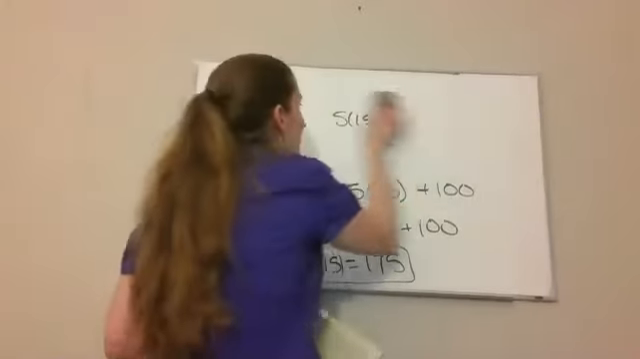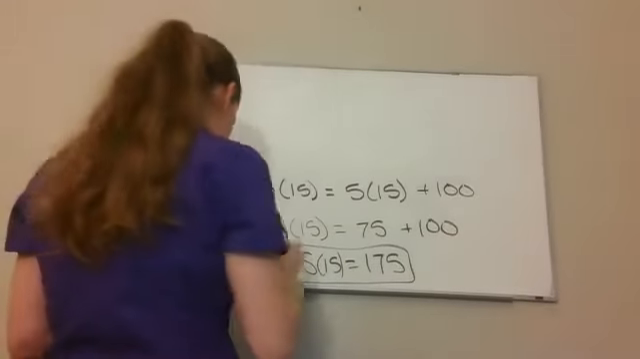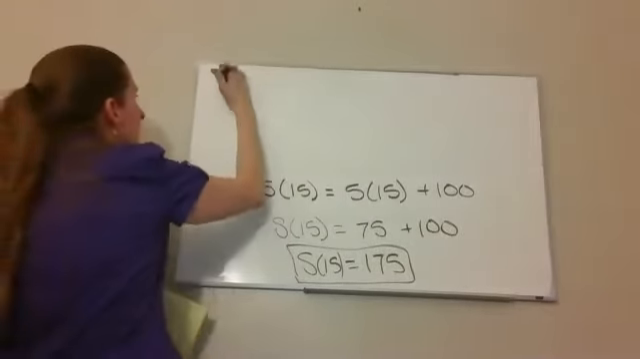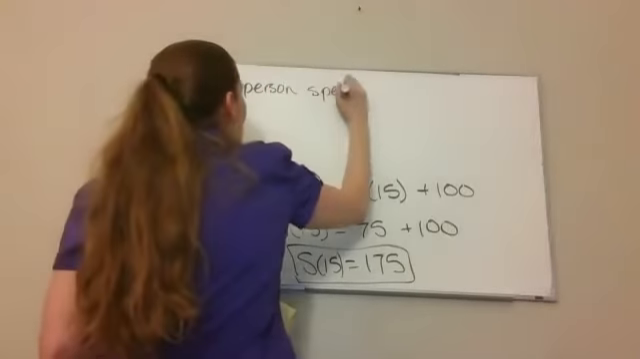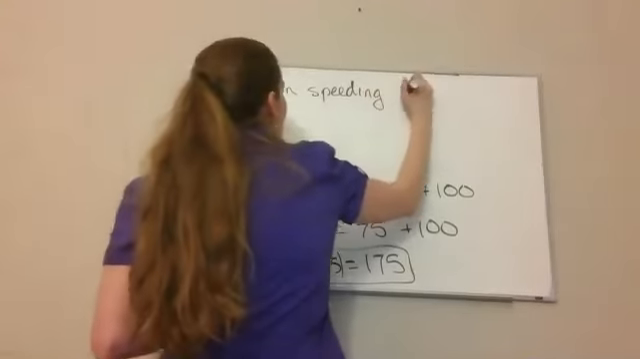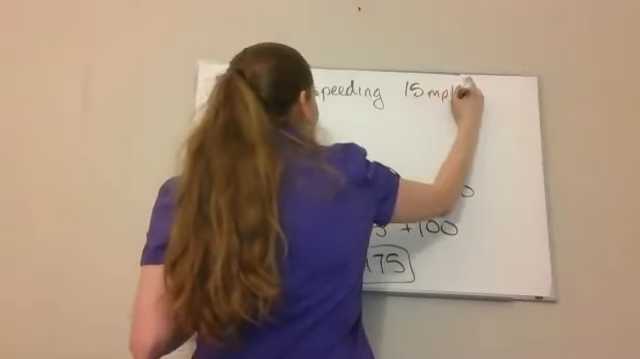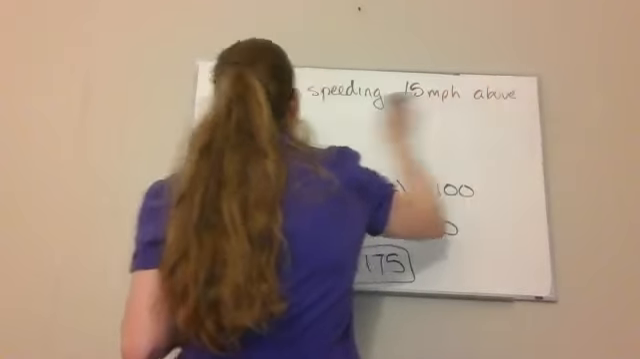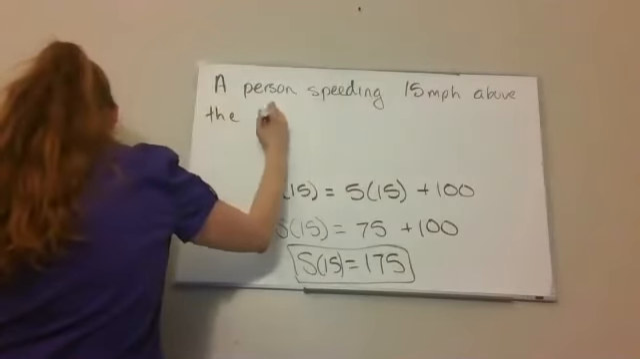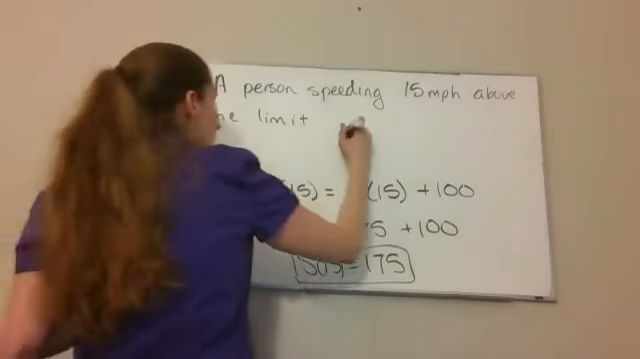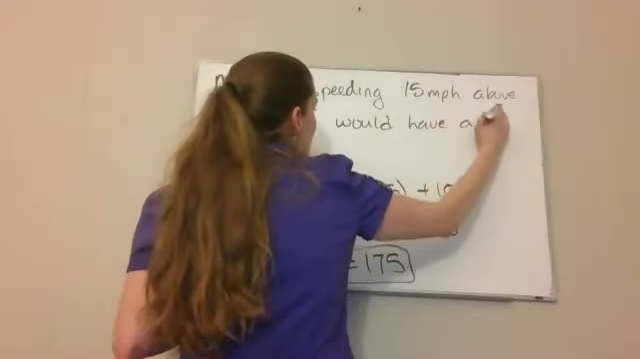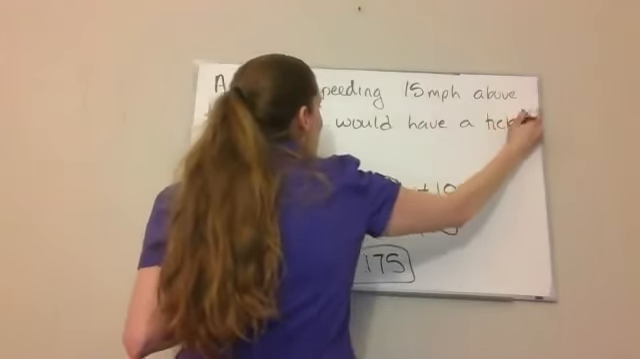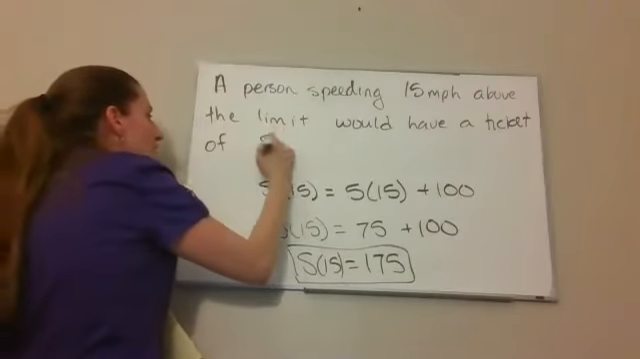Let me write that down quick. So a person speeding 15 miles per hour above the limit would have a ticket of $175.